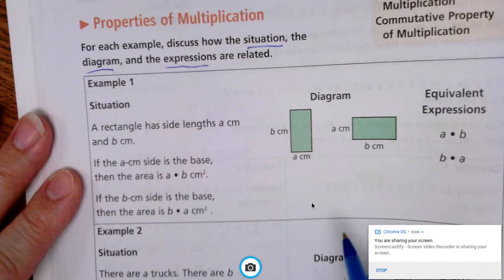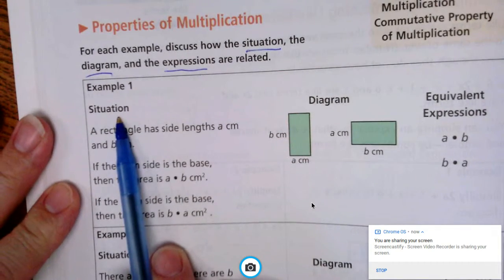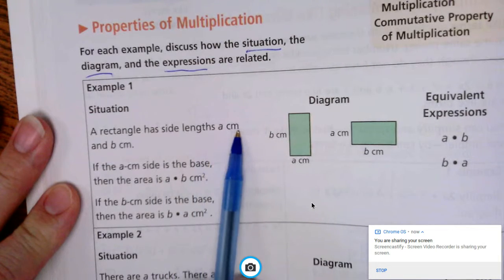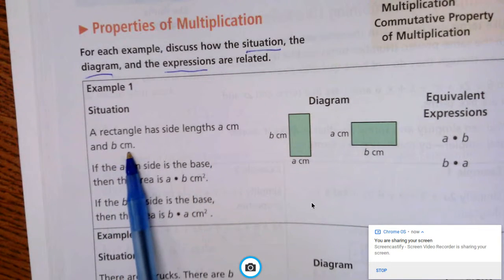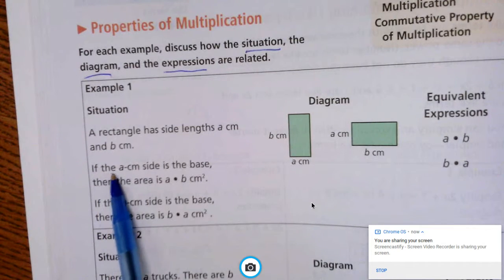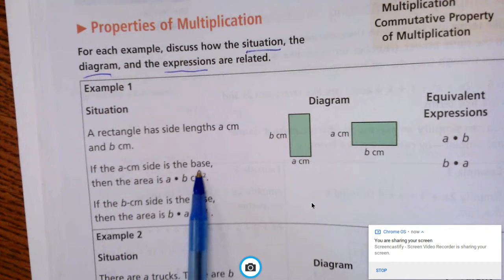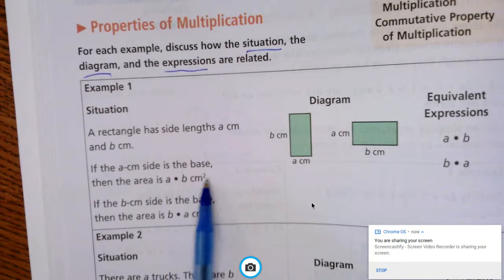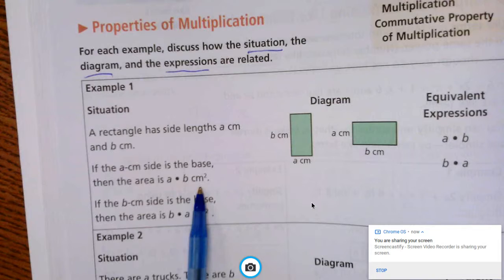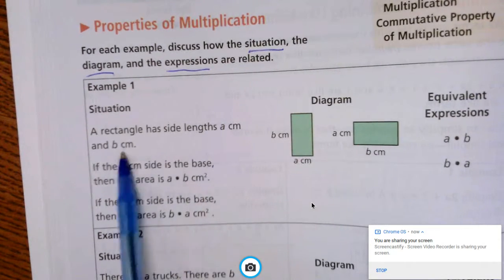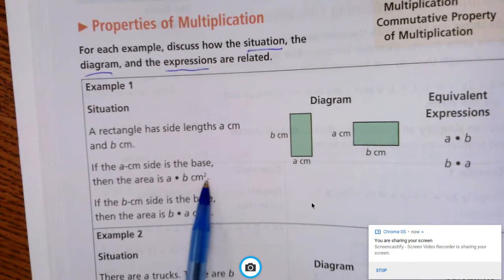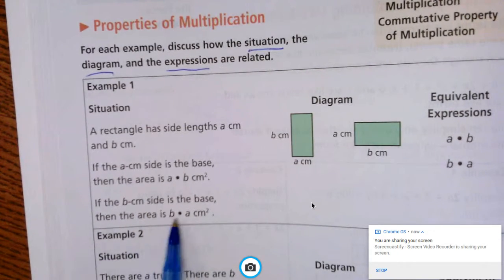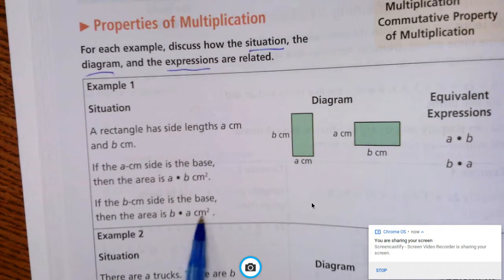For example 1, here's the situation. A rectangle has side lengths A centimeters and B centimeters. If the A centimeter side is the base, then the area is A times B. I guess I shouldn't call it area and base, it's just A and B. A times B centimeters squared, or square centimeters. If the B side is the base, then the area is B times A square centimeters.